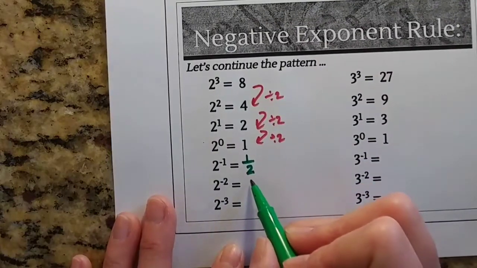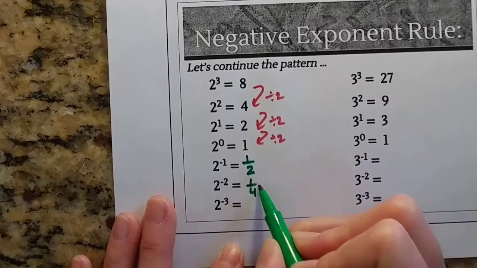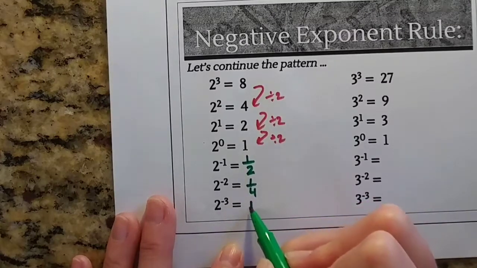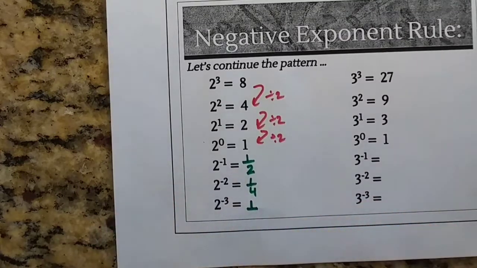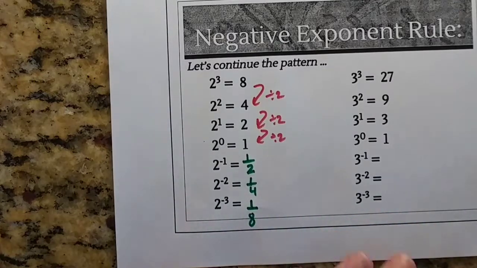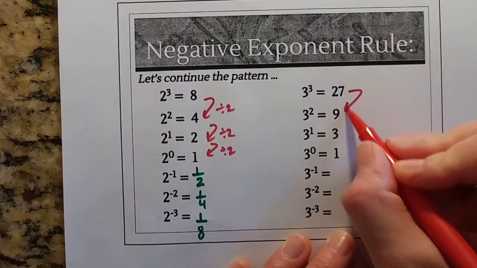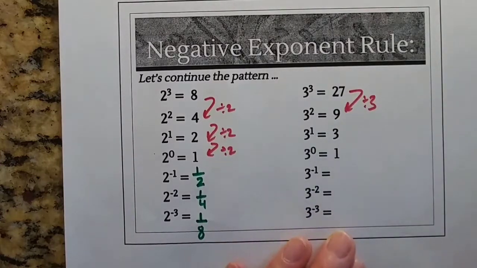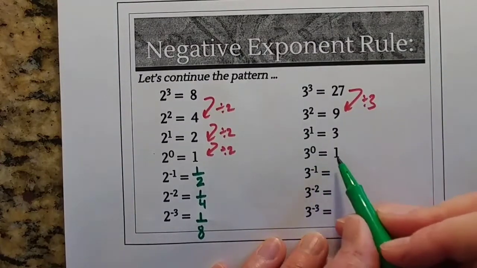2 to the negative second power would be 1/4, because again, I divided by 2. And if I divide by 2 again, I get 1/8. Oh, okay, that looks pretty good. Let's go over here and try this one. Again, remember that we're dividing by 3 to get to the next number. So 3 to the 0 power is 1.